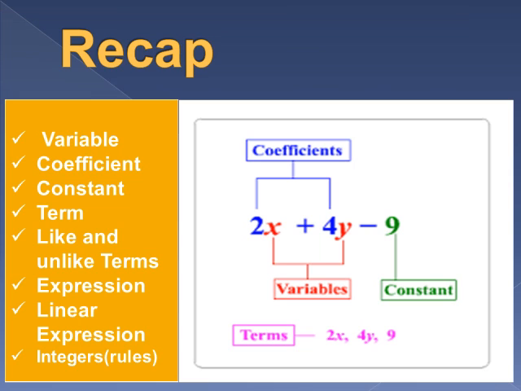Now, recap of previous knowledge is variable, coefficient, constant and term. In this figure, coefficients, variable and constants are given. A variable is an unknown quantity. A coefficient is a number used to multiply a variable. And a simple number without a variable is called a constant.